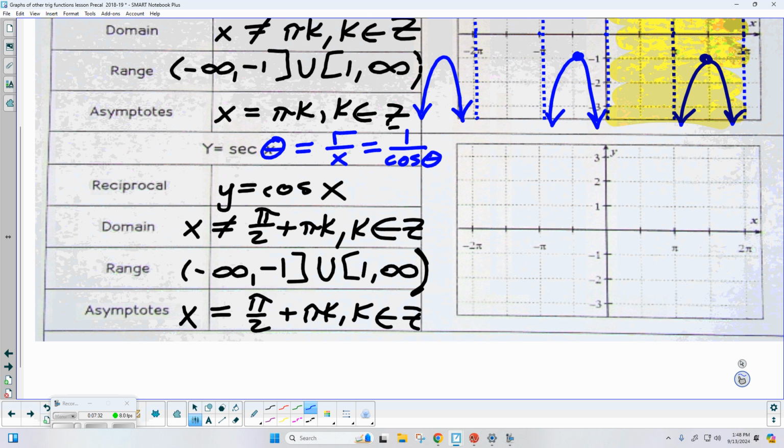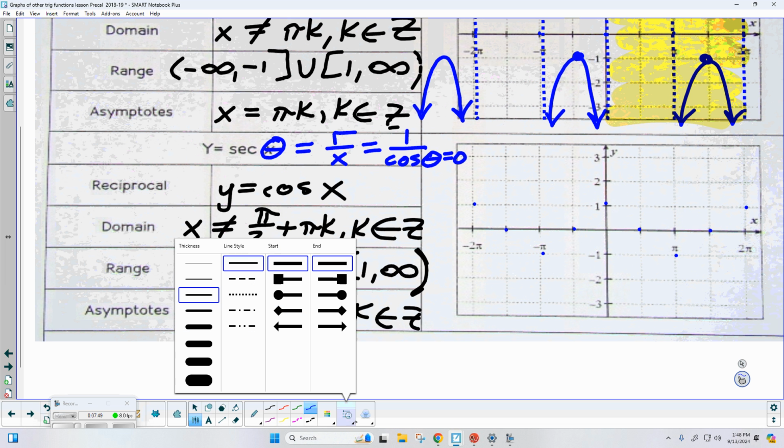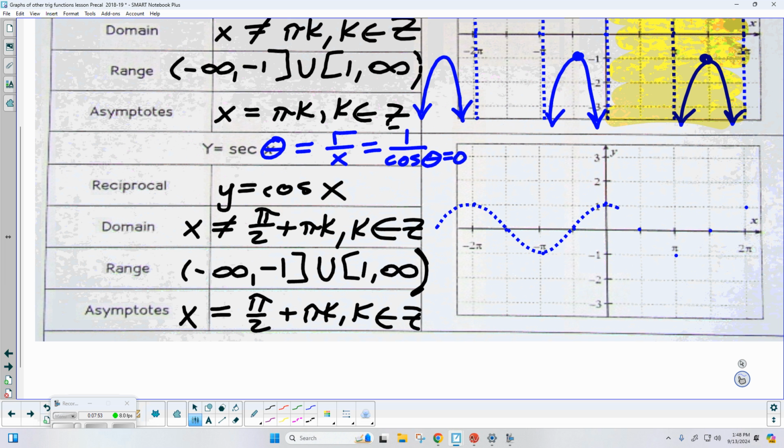So wherever cosine of theta equals 0, secant is undefined, we're going to have an asymptote. So it's the same thing. Let's go ahead and graph cosine, but do it lightly. So we're starting with a maximum, 0, minimum, 0, maximum, 0, minimum, 0, maximum. Okay, so let's see. Here we go.